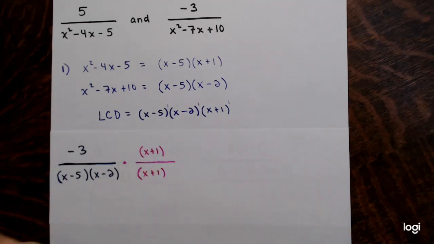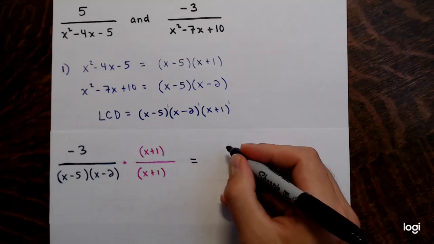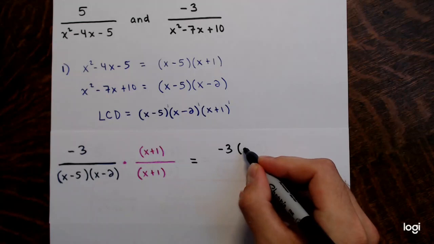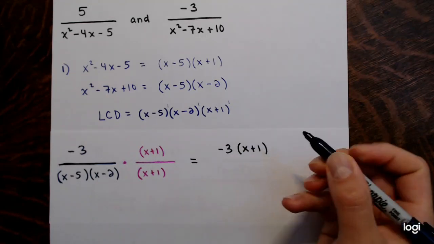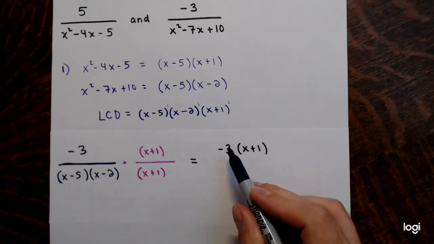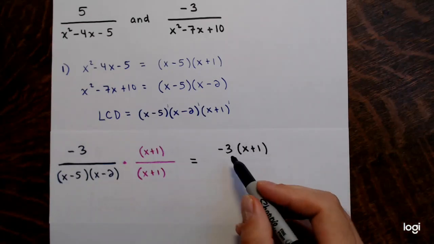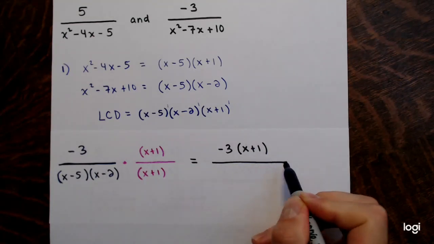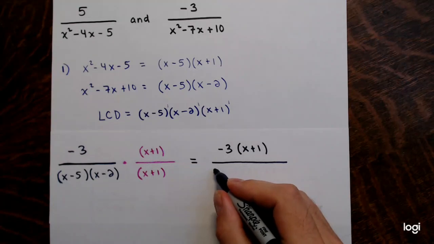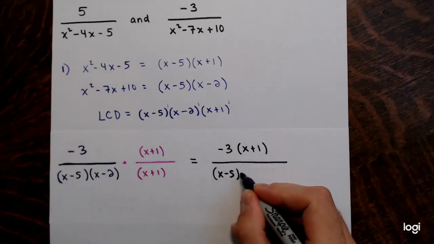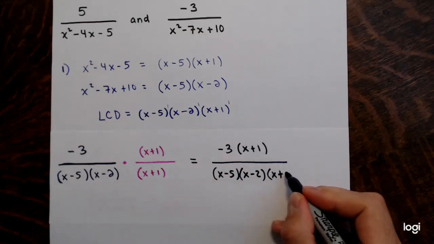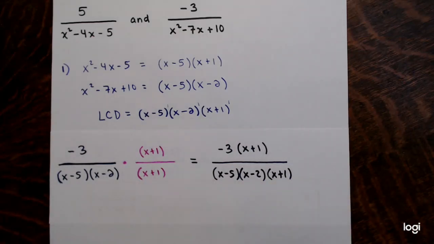All right, and we get our equivalent fraction. The numerator is simply, again, multiply: the numerator is negative 3 times the factor, the quantity x plus 1. And if you would like, you can distribute this. This would be negative 3x minus 3, totally fine, over, but I'm going to leave it like that for now. And then, multiplying these factors, we get our LCD, x minus 5 times the factor x minus 2 times the factor that was added or multiplied by x plus 1.